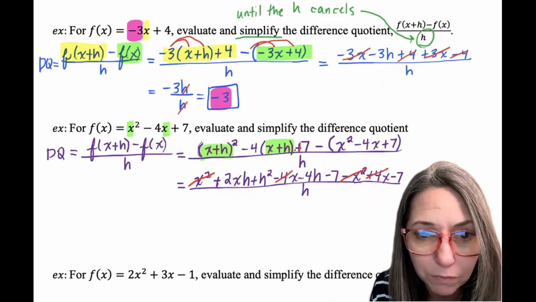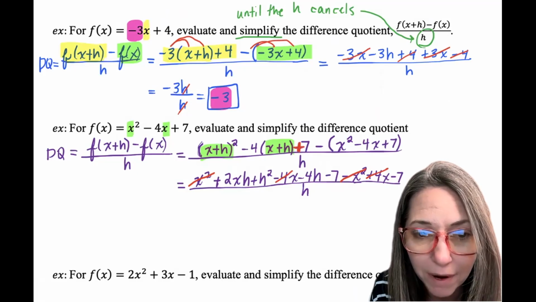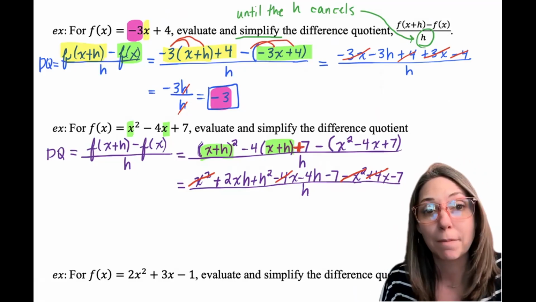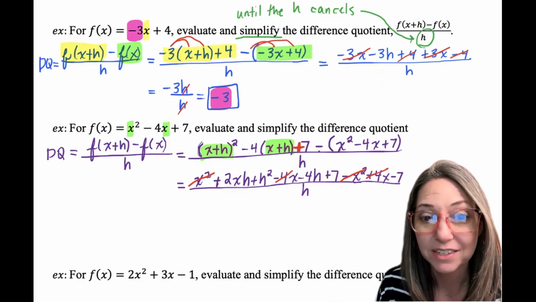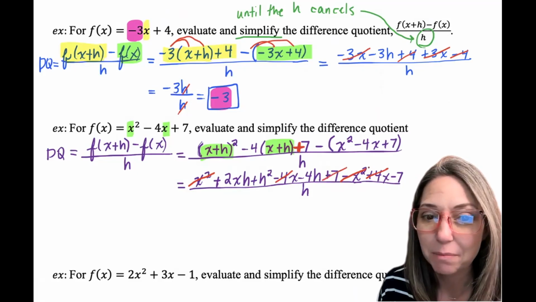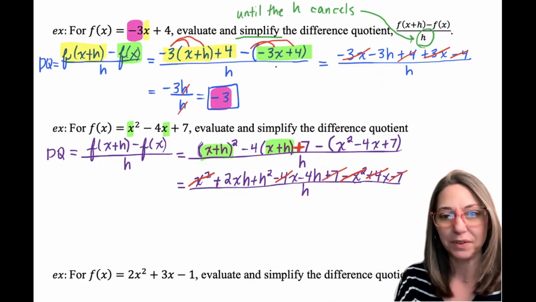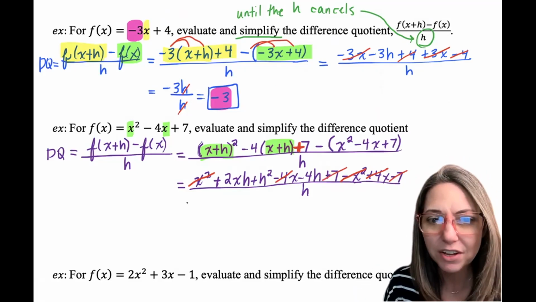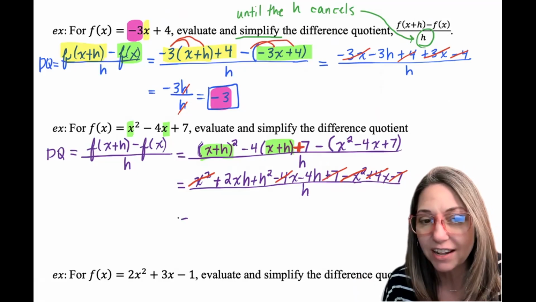So this, I'll put it in red. I had initially called that a minus. That should be plus, right? But see, that's how I knew I made a mistake. It's because I knew they were supposed to cancel. Plus 7 minus 7, now they cancel. Okay, now everything you're left with should have an h in it every single time.